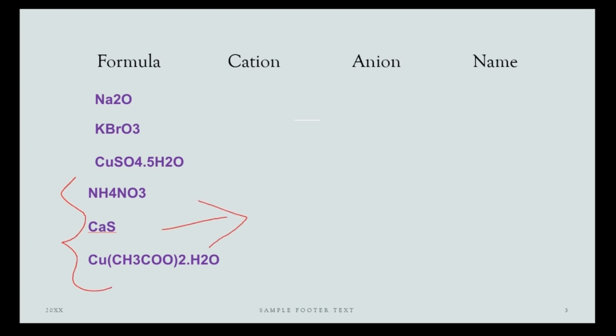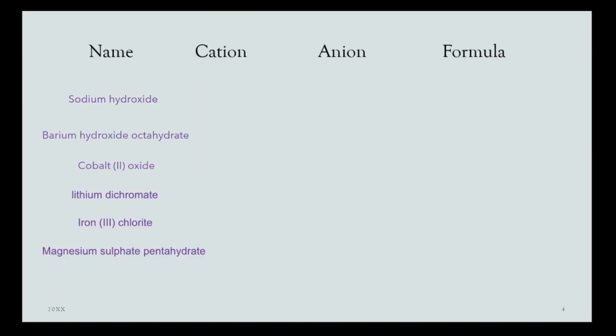I will leave the rest for you to solve. Now let's try to solve the other way around. We will try to find the formula of the compound with the help of its chemical name. The rules remain the same. We always have to identify the cation and anion of the compound.